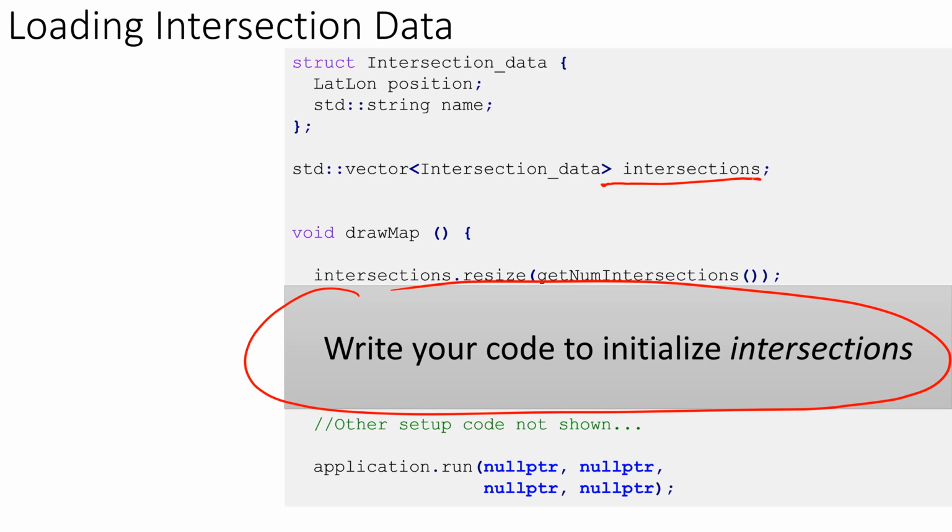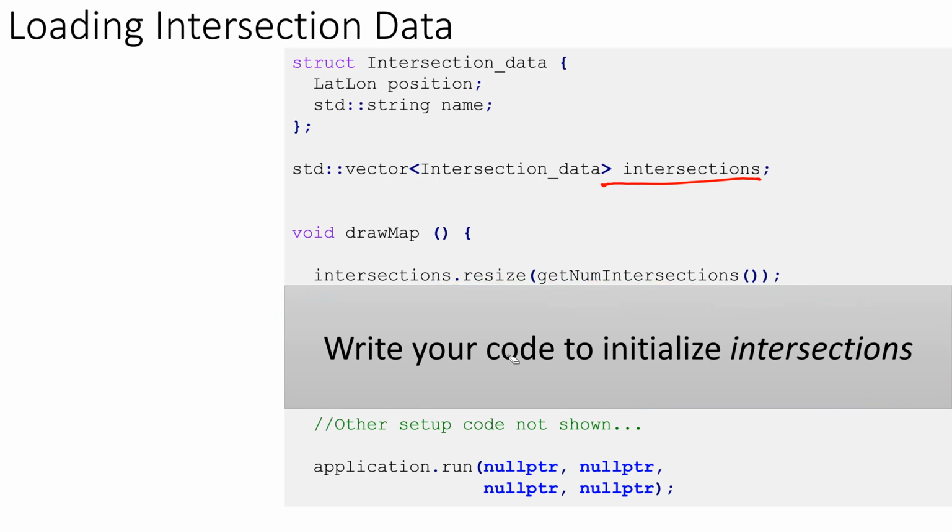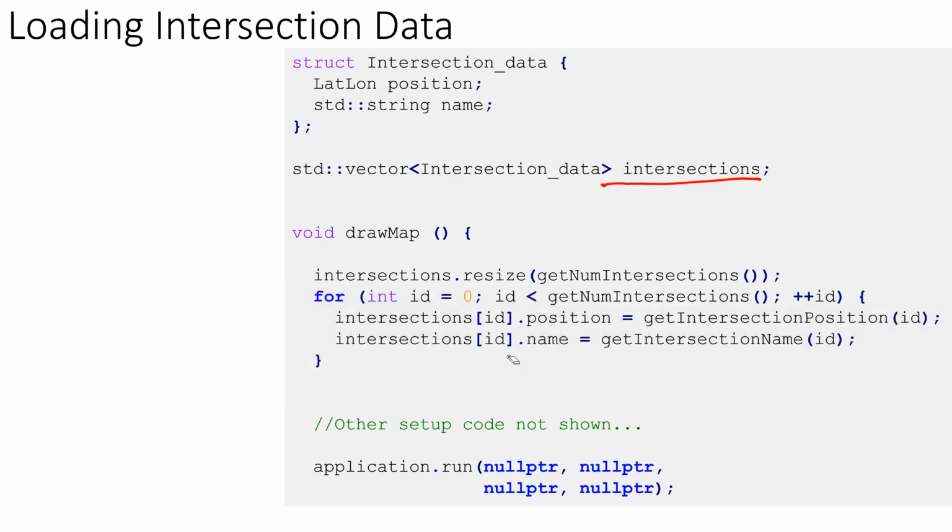Right, so there's get num intersections, so I can call that. In fact, I already did that, right? That's how I resized the vector. So I can loop through all the intersections, and for every intersection you can make calls like ask what is its position. You might not remember the API, but basically you can ask what's the position of that intersection. They give you the lat long, so I'm just going to store that.